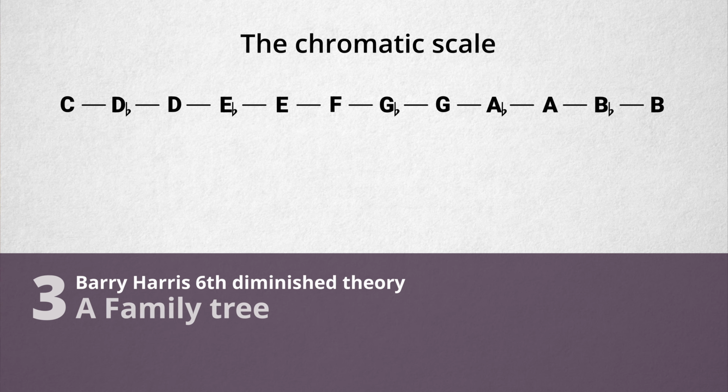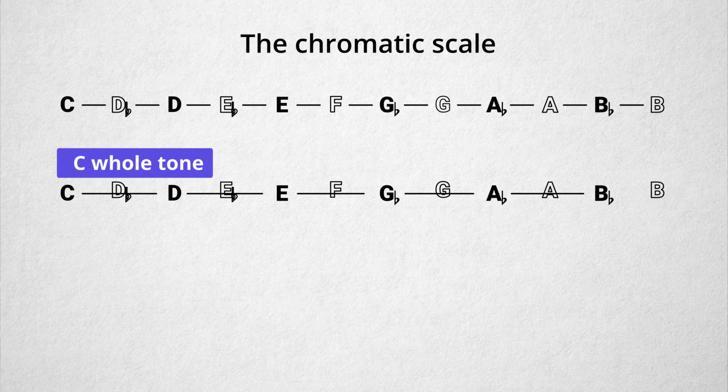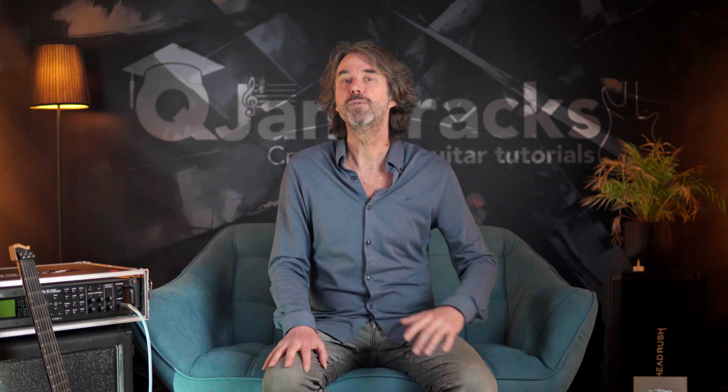From this universe, the chromatic scale, 2 whole tone scales descend. The C whole tone scale and the D flat whole tone scale. Now both contain half of the DNA of that universe, of that 12-tone scale. And both are symmetrical scales with only whole tone intervals. And this means that every note can be a starting point and will end up with exactly the same scale structure. That's also the reason why there are only 2 variations.